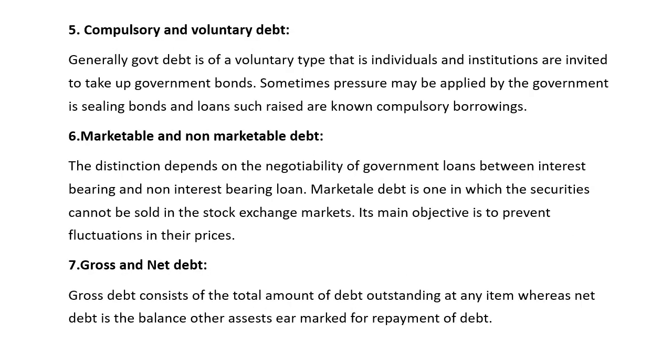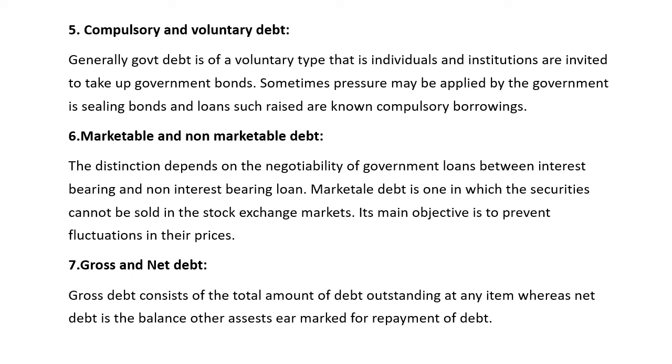Another one, compulsory and voluntary debt. Generally, government debt is of the voluntary type, that is, individuals and institutions are invited to take up government bonds. Sometimes pressure may be applied by the government in selling bonds and loans. Such loans raised are compulsory borrowings.